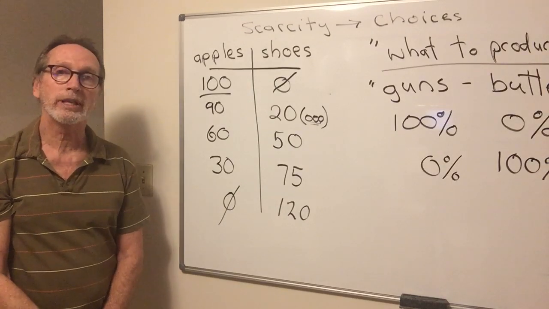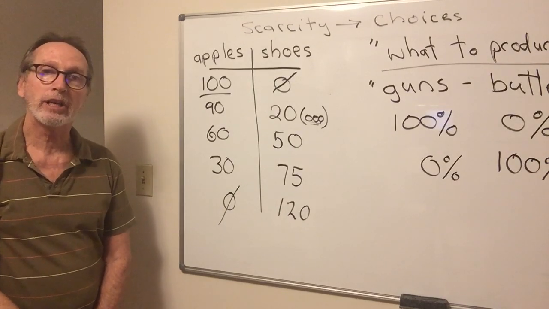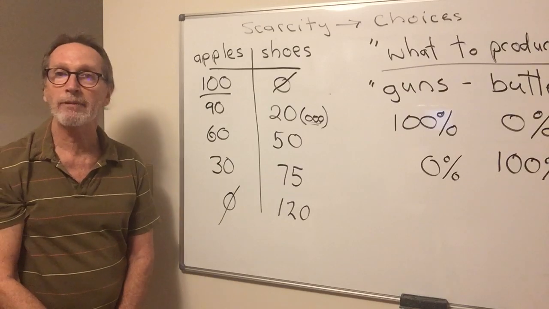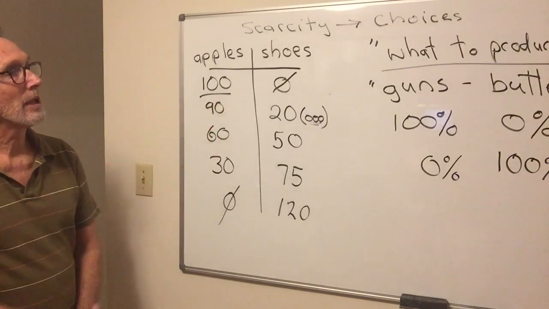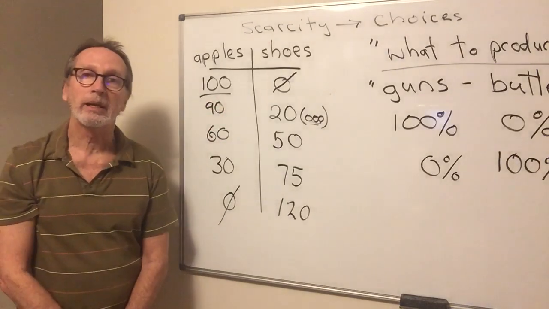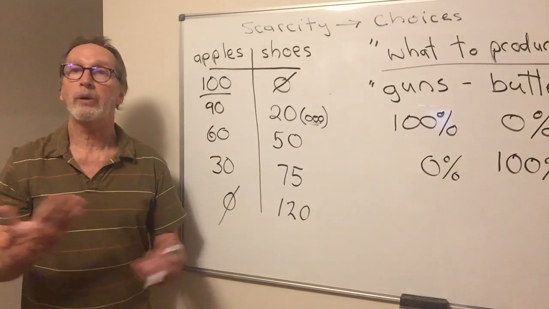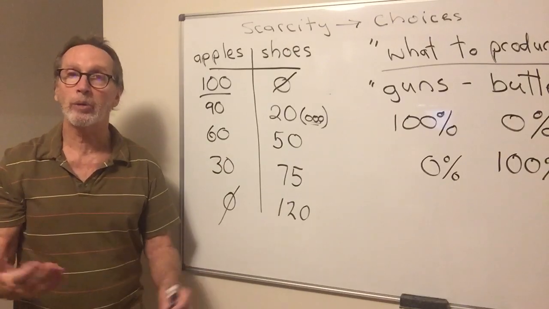Again, we're talking about productivity and the production possibility curve, which we're going to graph in the next video, and the choices that a country has to make to be productive. How are they going to use their resources? How are they going to grow?